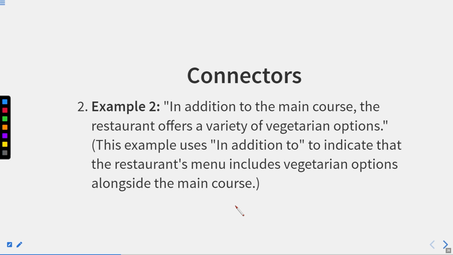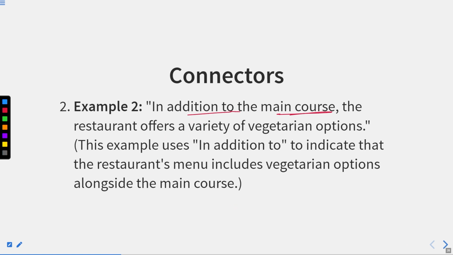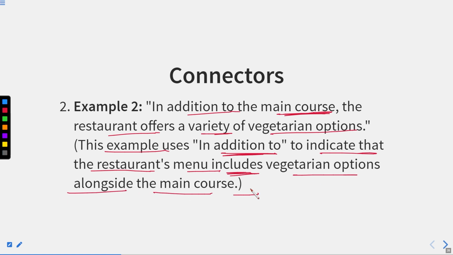Okay. Now the next one, in addition to the main course, the restaurant offers a variety of vegetarian options. This example uses in addition to indicate that the restaurant's menu includes vegetarian options alongside the main course.